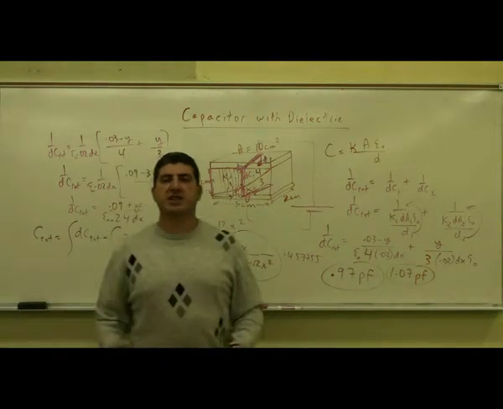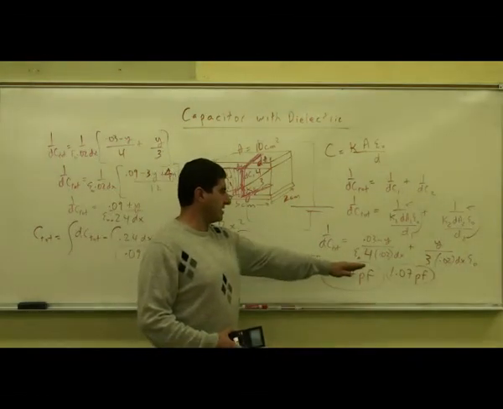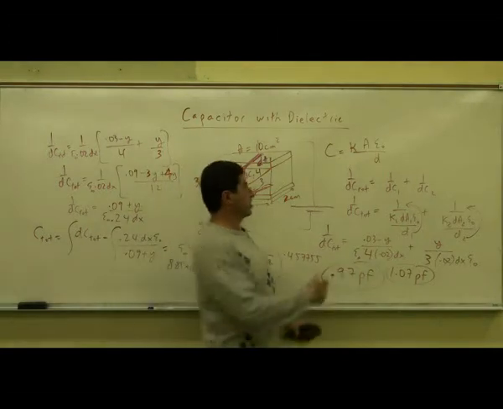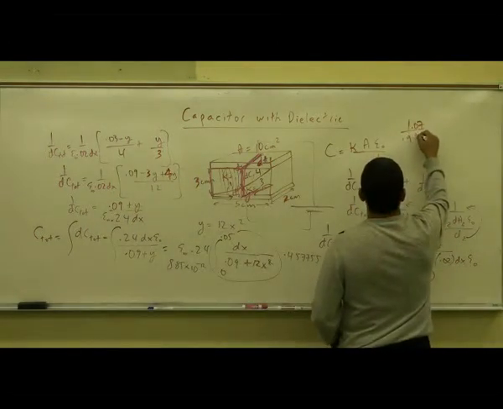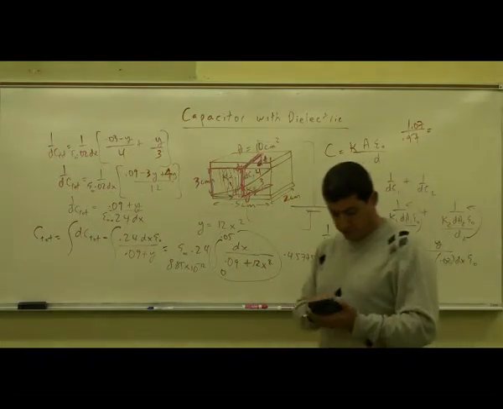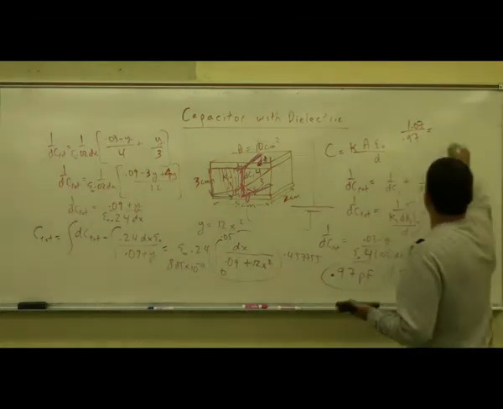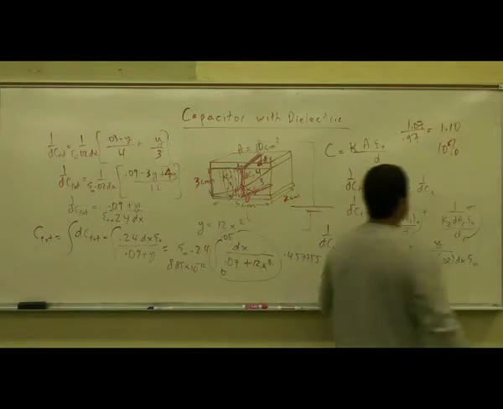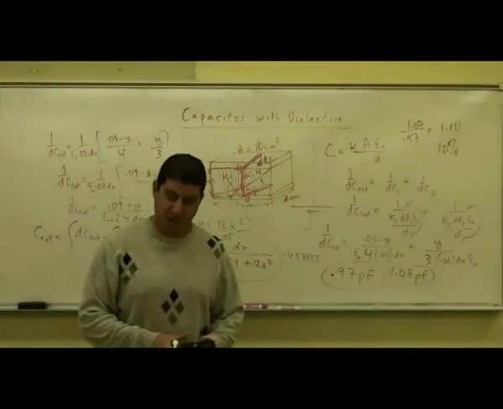The problem could even say, by what ratio will the capacitance rise when you switch the dielectrics? So you can just take the ratio 1.07 over 0.97, and then you get something like 1.10. So by 10%, the capacitance would rise by a factor of 10% when you switch the dielectrics.